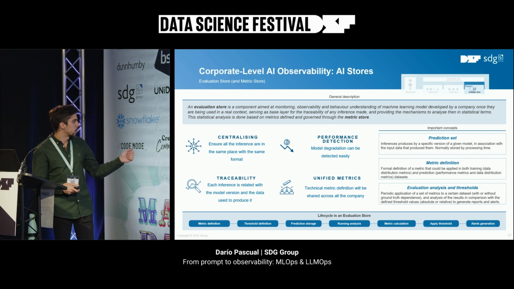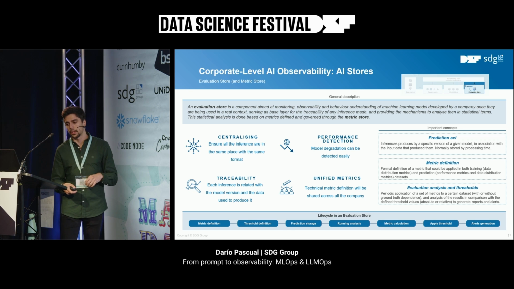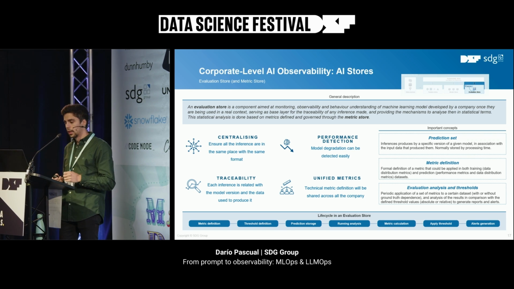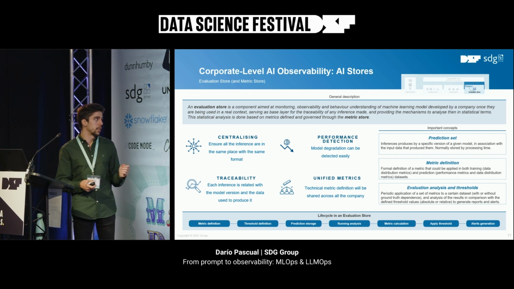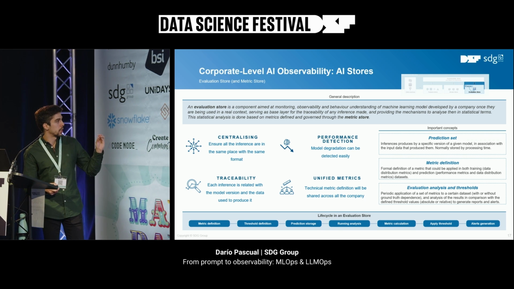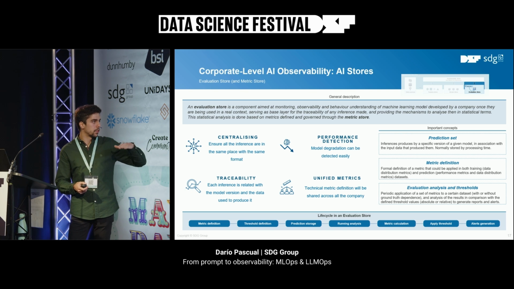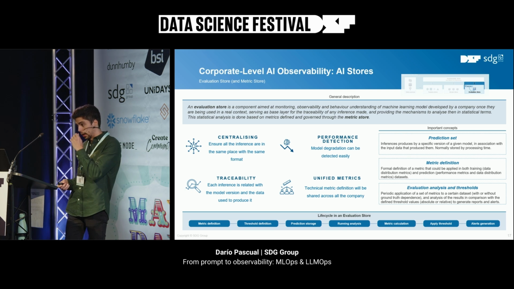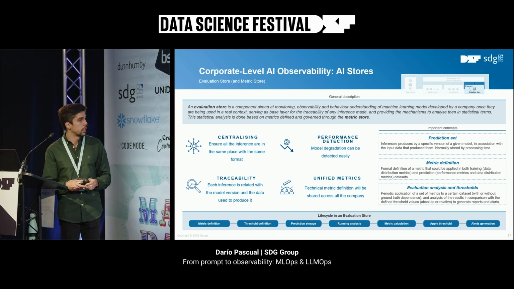Again, traceability: we track all the inferences with the model version and the data we use to produce those inferences. And we can detect here in the evaluation store if we have degradation in our models, because we store the production metrics, and if we define a threshold, we can know if we are passing or not this threshold and easily detect degradation.